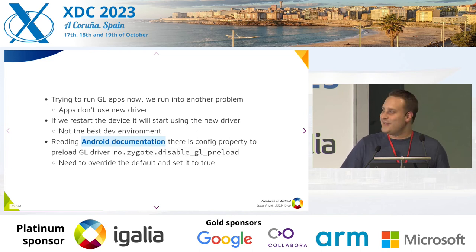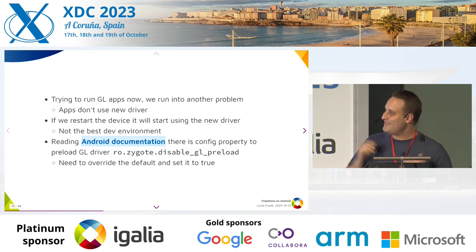This is another case where I'm happy that Android is open source and there is some documentation on this. You'll find out that Android preloads the OpenGL driver that it uses at initialization, which is, I guess, good for performance on the system, for things like system UI rendering and for applications. But it's not nice when you're trying to iterate on development and you don't want to restart your device every single time you make a driver change.